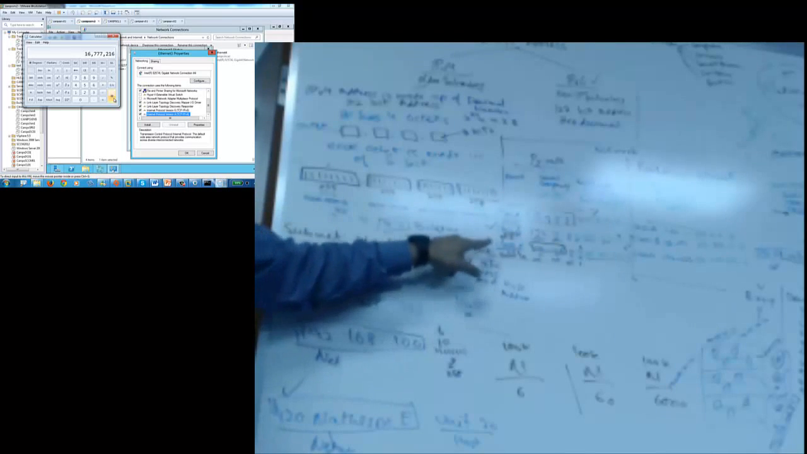So guys, let's remember it. Class A is for large organizations. Class B is for medium-sized organizations. And Class C is for small organizations. So this is why these classes exist. And what do we learn about Class A, Class B, Class C?